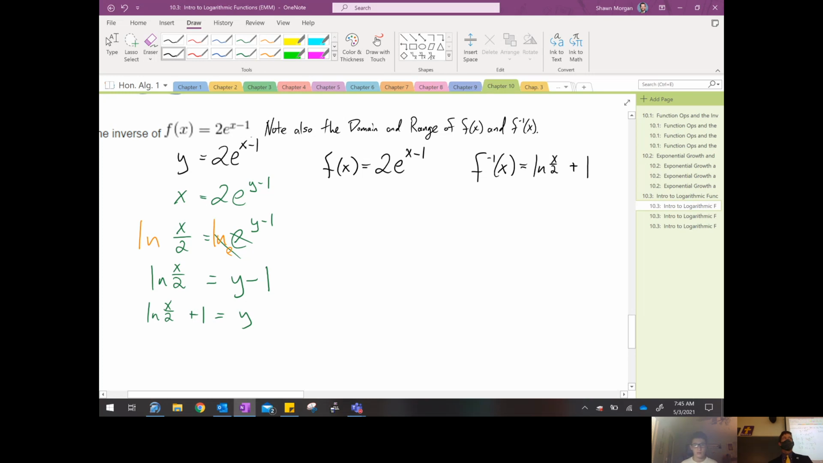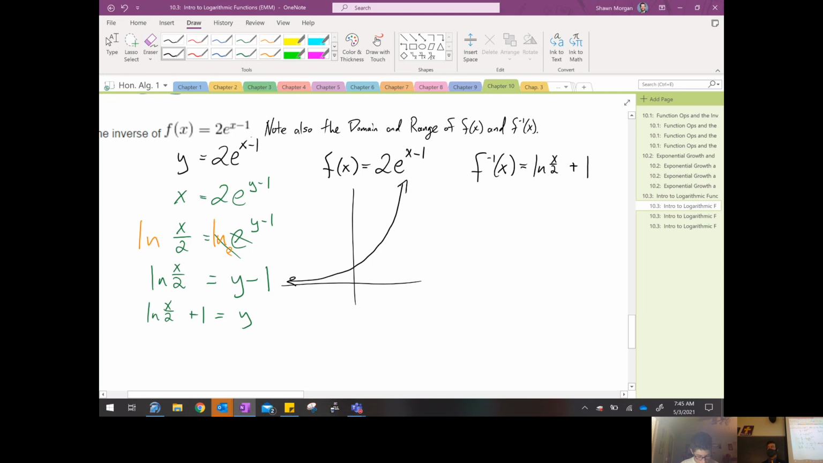Exponential what? How do you know it's growth? Because the base is greater than 1. This is an example of exponential growth. All right? Oh, that was crappy. Let me try that again. Good. That's exponential growth, generally speaking.